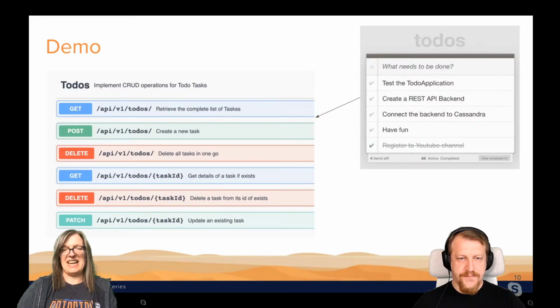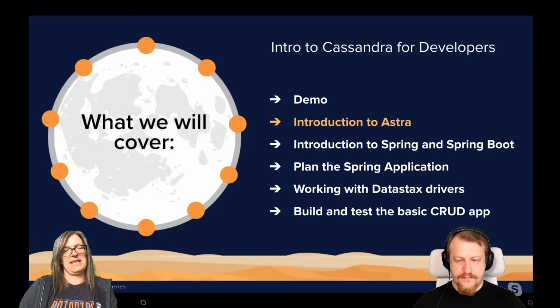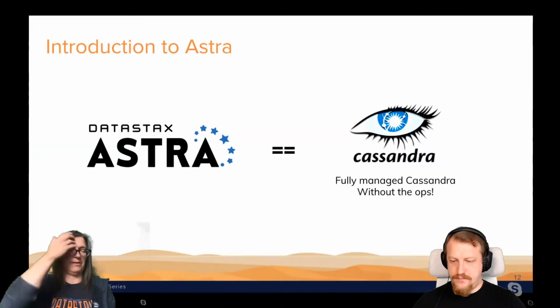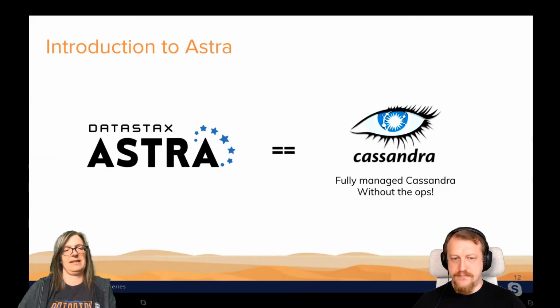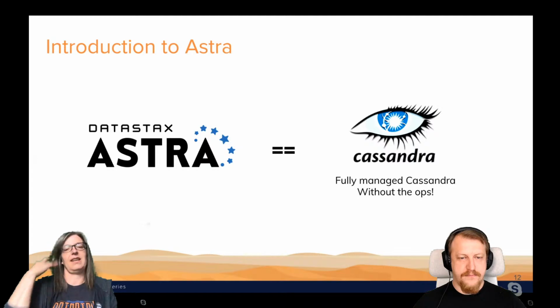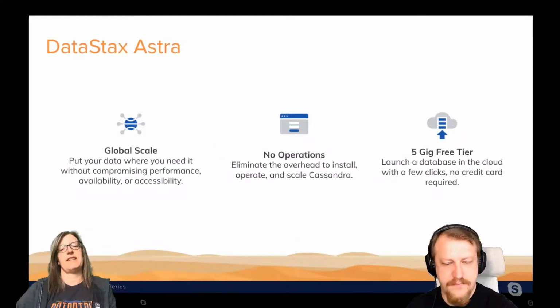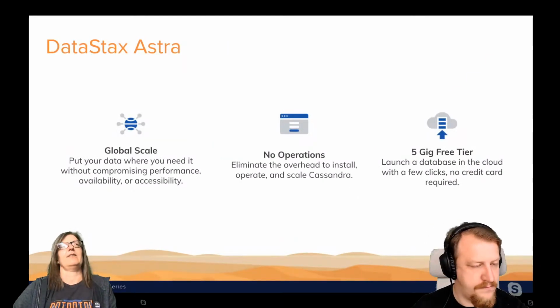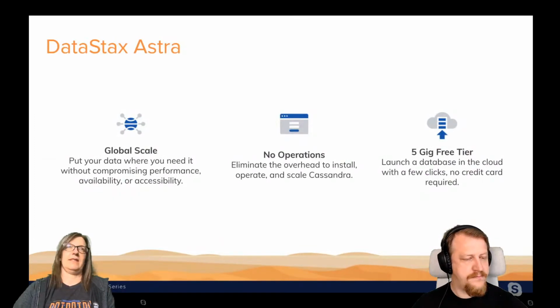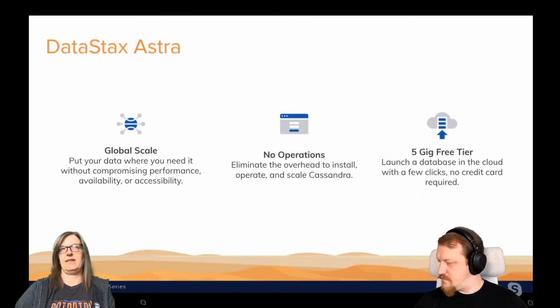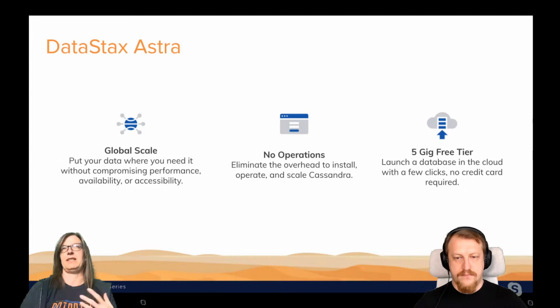Okay, so let's talk a little bit about Astra. In addition to what Alex has already said, it's a service provided by DataStax. It is basically Cassandra as a service. It's fully managed. You do not have to install anything. It's without any operations. It's just available for you, and it has a very generous free tier, and you can sign up with just your email address. You don't need a credit card. There's no time that it expires.